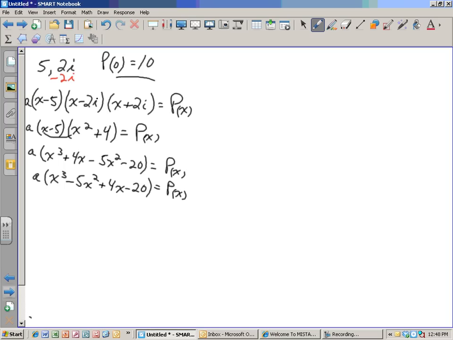Now can somebody explain to me p of 0 equals 10? What does that mean? Read. X equals 0, polynomial equals 10. Right. So when x equals 0, this polynomial equals 10. Well, let's put in 0 for x. I have a 0 here, 0, 0, negative 20. We've done something like this before. Negative 20a equals 10. A would equal negative 1/2.